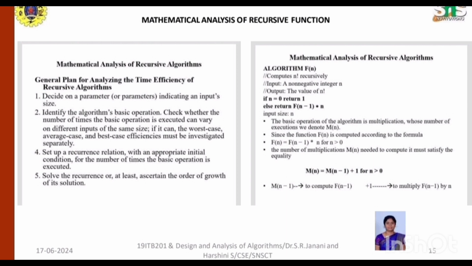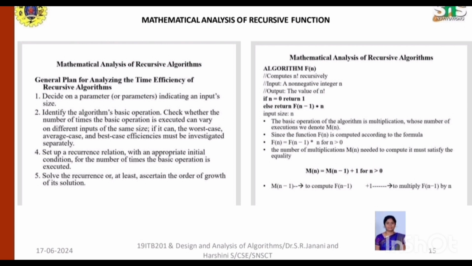First step is to determine the parameter indicating the input size. Second, we need to identify the basic operation of the algorithm. Third, check whether the number of times the basic operation is executed depends only on the input size. If not, worst, best and average case efficiencies have to be investigated separately. Fourth step is to set up a sum which expresses the number of times the algorithm's basic operation is executed. Fifth, we need to determine the order of growth.